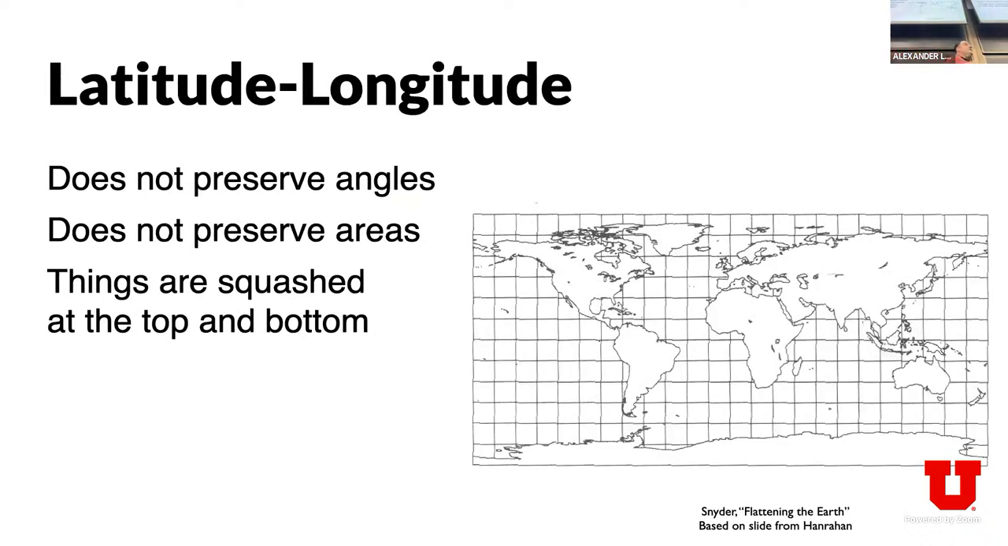One other thing you can do is we have latitude and longitude measures, right? So what we could just do is plot them. And that's actually a cool representation. If you get a geographical data set and you have a plotting library, you can just plot them without doing anything, right? And that works, but it doesn't preserve angles, it doesn't preserve areas. And then you get this squished stuff at the top and the bottom. So this isn't how we think of the world.